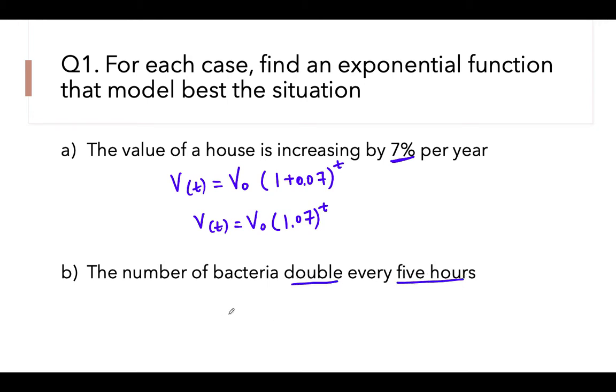Next, the number of bacteria doubles every 5 hours. So we could say the number of bacteria y is equal to, we don't know what the initial is, so let's say a, but we know it's doubling, so 2, and every 5 hours, so it's going to be t over 5.